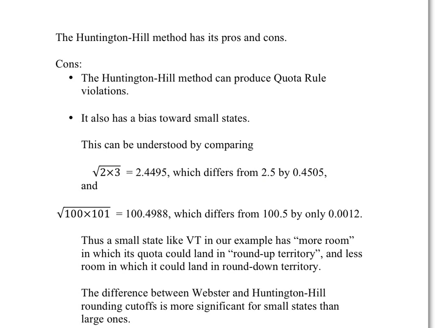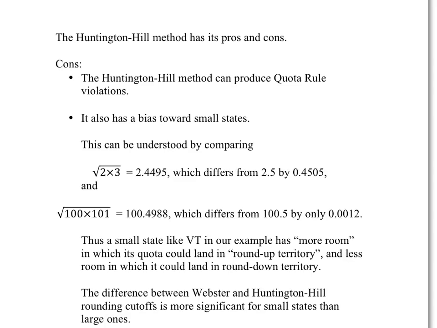For a small state whose quota is 2 point something, so that this is the rounding cutoff that Huntington and Hill want to look at, the difference between the Huntington-Hill rounding cutoff and the Webster rounding cutoff is fairly substantial. But for a larger state with quota 100 point something, there is only a very small difference between the Huntington-Hill and Webster rounding cutoffs. So how does that affect things?